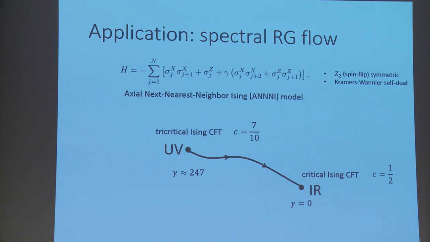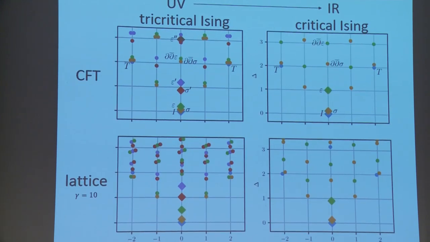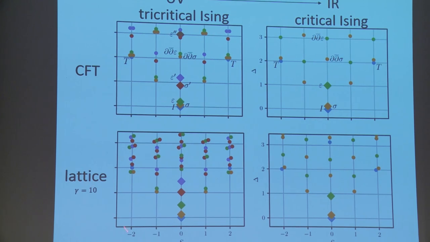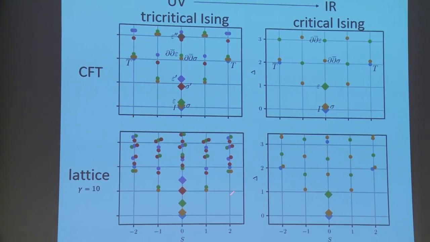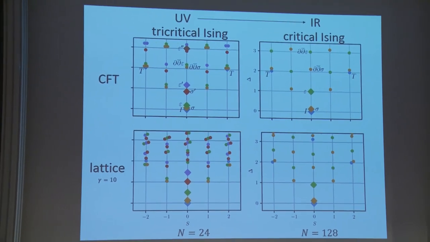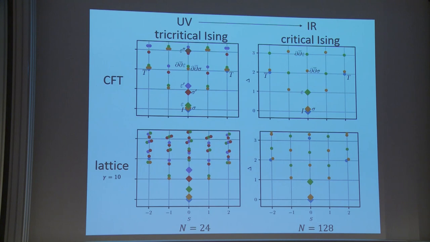So what happens at small system sizes is that the low energy spectrum of the Hamiltonian looks like this, after diagonalizing for 24 sites. We use all these techniques to identify who are the primaries and who are the descendants, and then we can compare to the tricritical Ising model. We see this is not exactly the same spectrum, but when we try to identify primaries, they work exactly as expected. You can reconstruct the map, so you can recognize the tricritical Ising CFT on this spin chain.